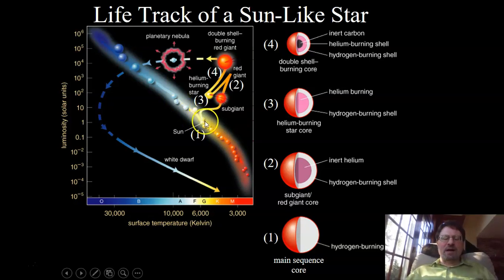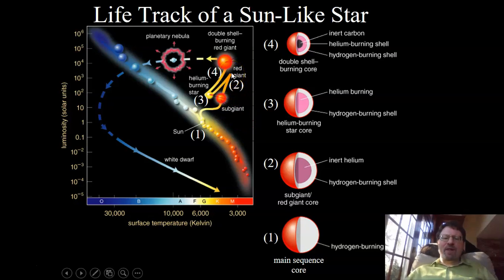And once it runs out of hydrogen fuel, it leaves the main sequence, goes across the subgiant branch and up the red giant branch. When it was on the main sequence, it had a hydrogen burning core. And of course, around that, you have a lot of inert hydrogen and helium gas. When it is on the subgiant and giant branch, now you have an inert helium core because you've used up all the hydrogen gas. Around that, you have a hydrogen burning shell. And then around that, outside of the core, you have all that inert hydrogen and helium gas.